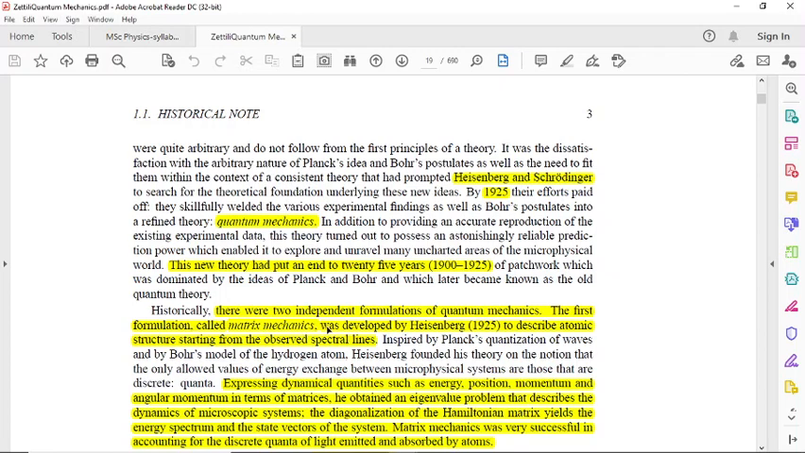Then the matrix mechanics, developed by Heisenberg in 1925 to describe atomic structure, starting from the observed spectral lines.